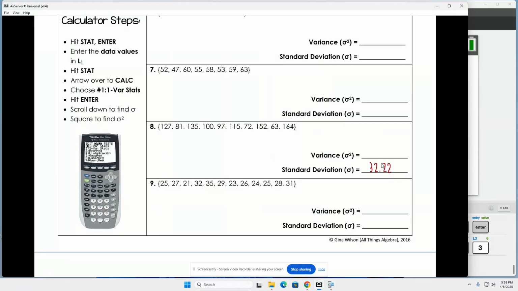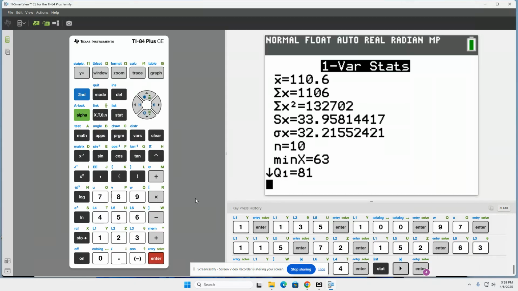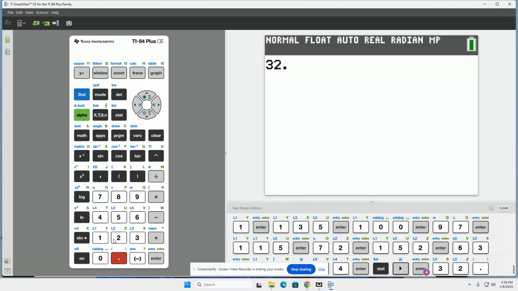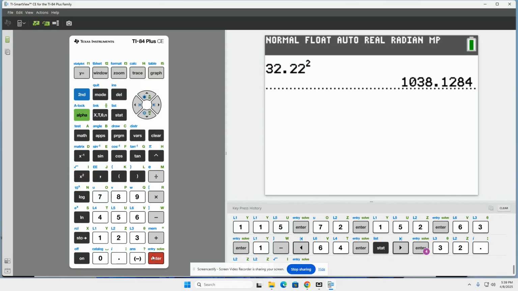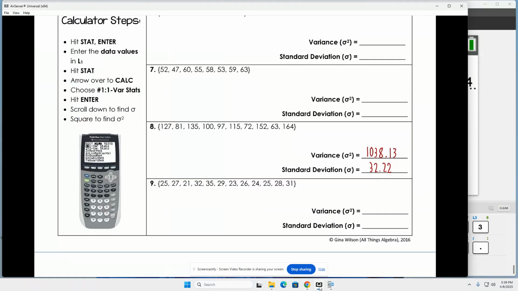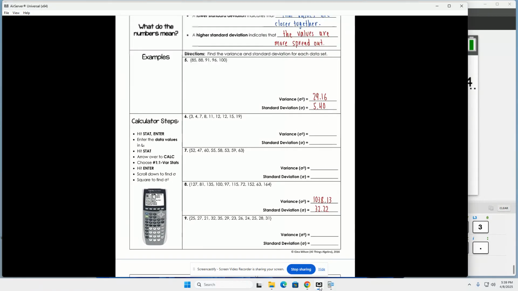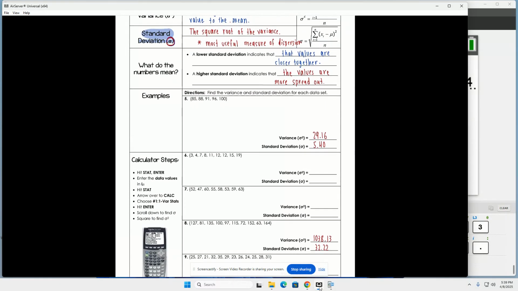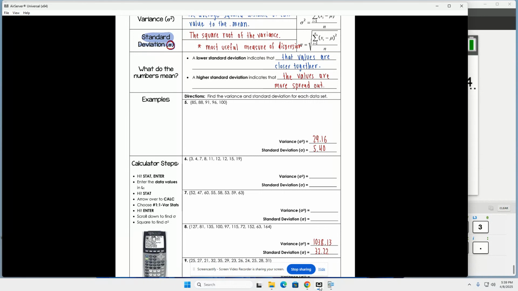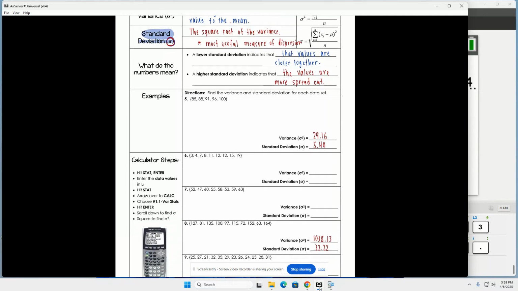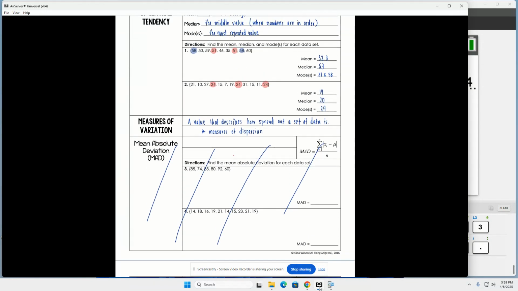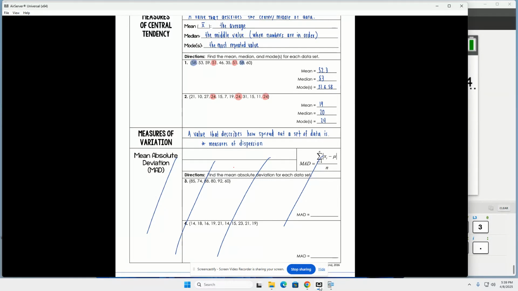Now, how do I find my variance? I literally take that value, 32.22, and I square it. My variance is 1,038.13. And that's it. That's how you find mean, median. That's how you find standard deviation, and then in turn, variance. Mode is the only one you have to really think about. So it's the most repeated value.